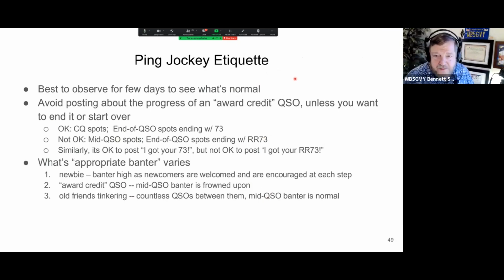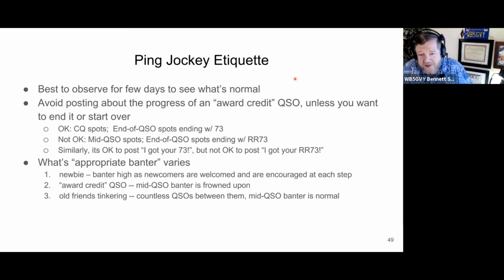There is sort of an etiquette to Ping Jockey. And I would recommend that if you want to get into this, that you observe for a few days to see what's normal. The main thing you don't want to do is post about the progress of what I'm calling, it's my term, a award credit QSO in progress. And you occasionally see people that accidentally will do this who don't know better.